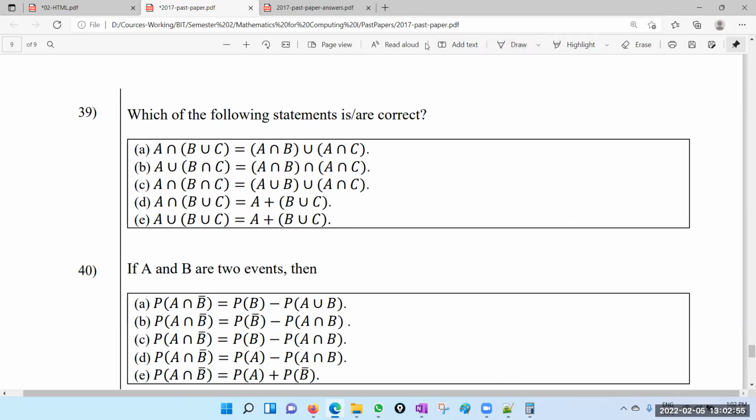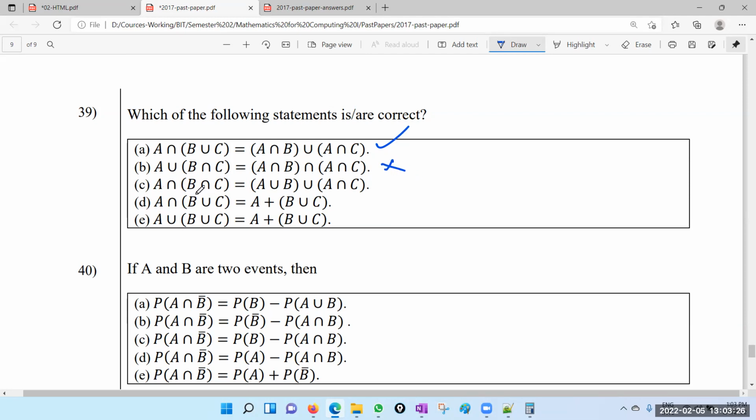Which one is correct? In sets, they say this one as A intersection B union A intersection C. So that is correct. That is sets. A union B intersection A union C is different, so you can't write like that. Therefore this is wrong.